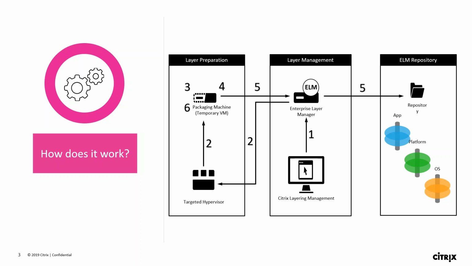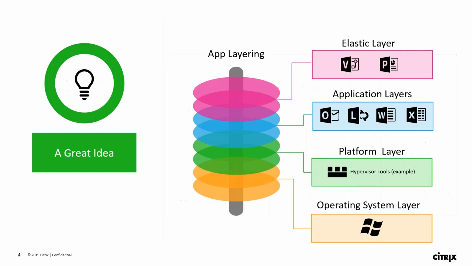A platform layer contains your hypervisor, provisioning service, and connection broker software, and it isolates the apps and the OS layers from the infrastructure where they'll be published. So that's how it works at a high level. It is a great idea. App layering is a process and a technology.